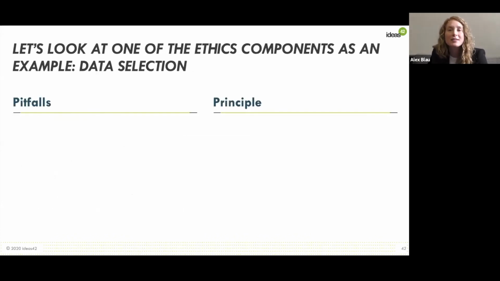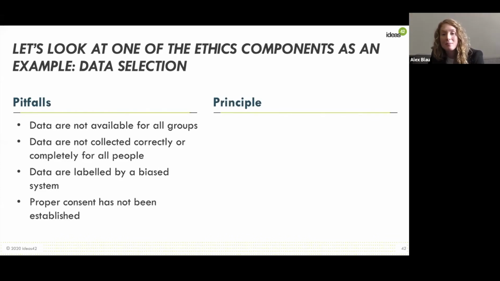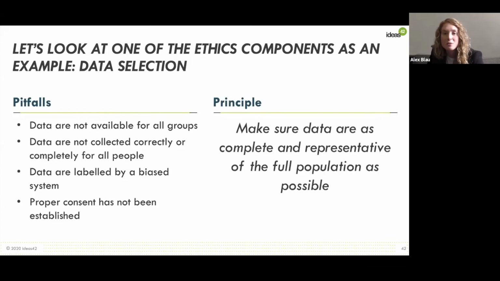Well, let's look at data selection, since we've talked more in depth about those risks. So what did we say the pitfalls were? Well, data could not be available for all groups, and that missingness could perpetuate bias. Data could not be collected correctly or equally for all people, again, with the opportunity to perpetuate bias. Data could be labeled with a biased system, and potentially consent could have not been established with the population for whom the algorithm will function. So the principle here is make sure data are as complete and representative of the full population as possible.